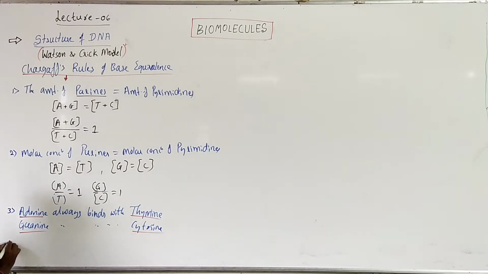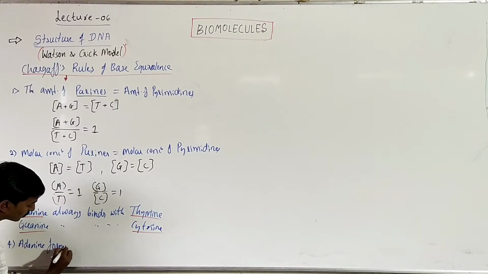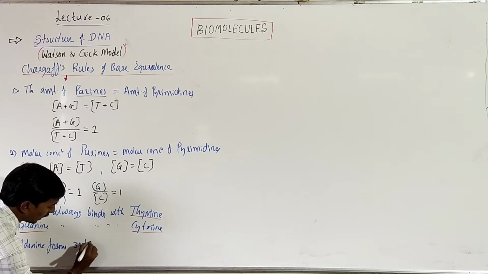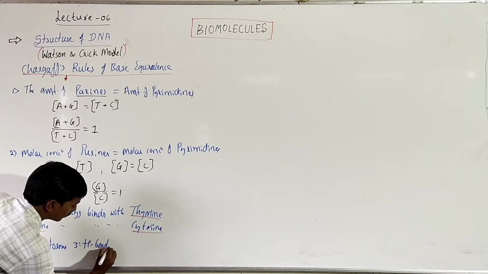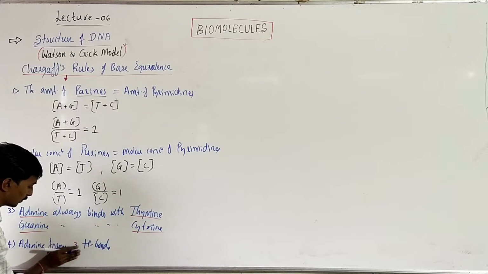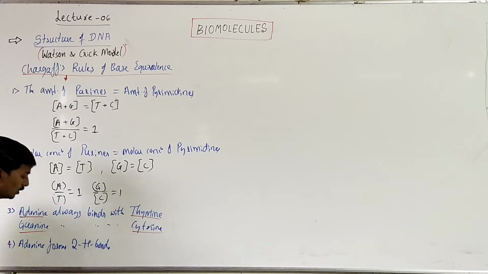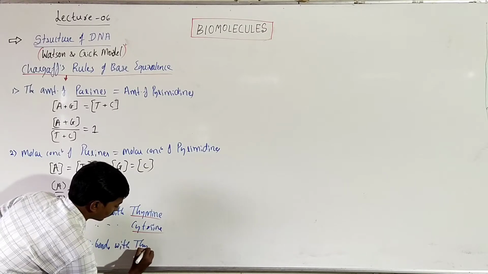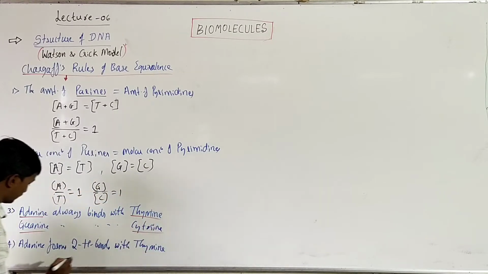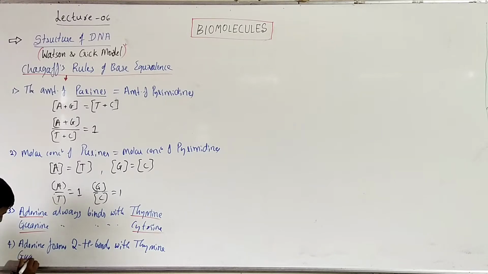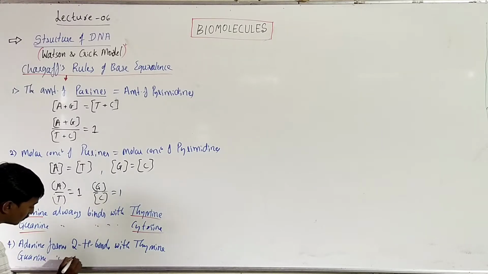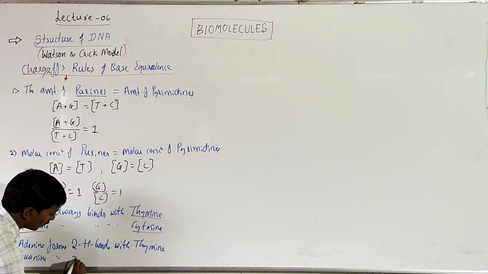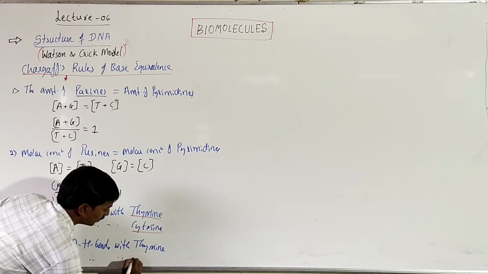Lastly, a major point: adenine forms 2 hydrogen bonds with thymine. Similarly, guanine forms 3 hydrogen bonds with cytosine.